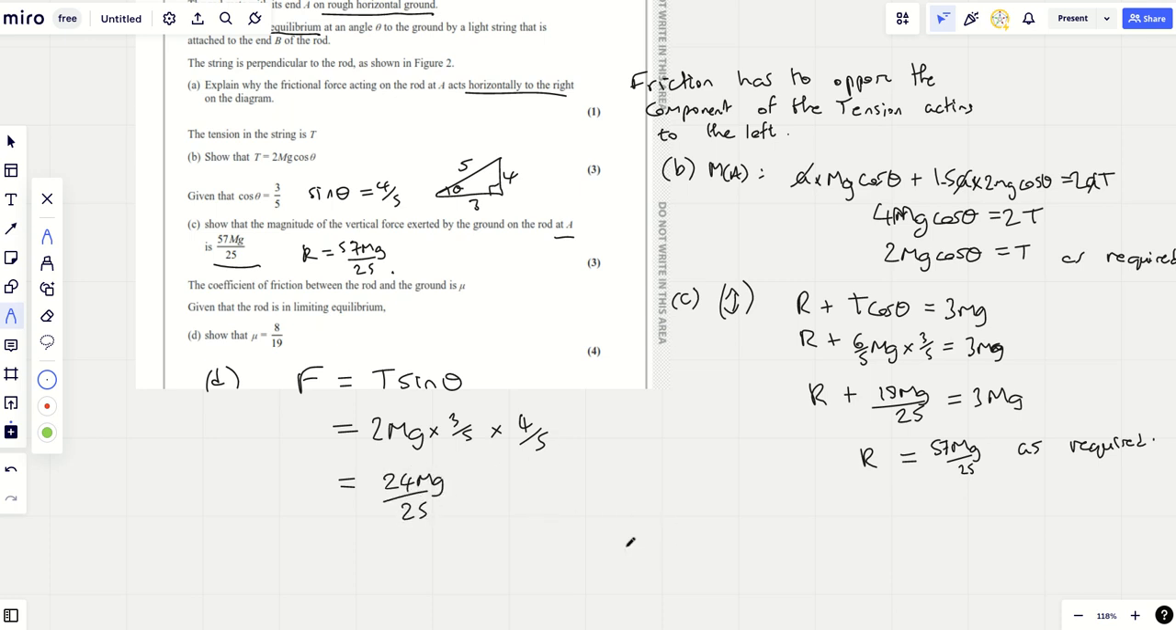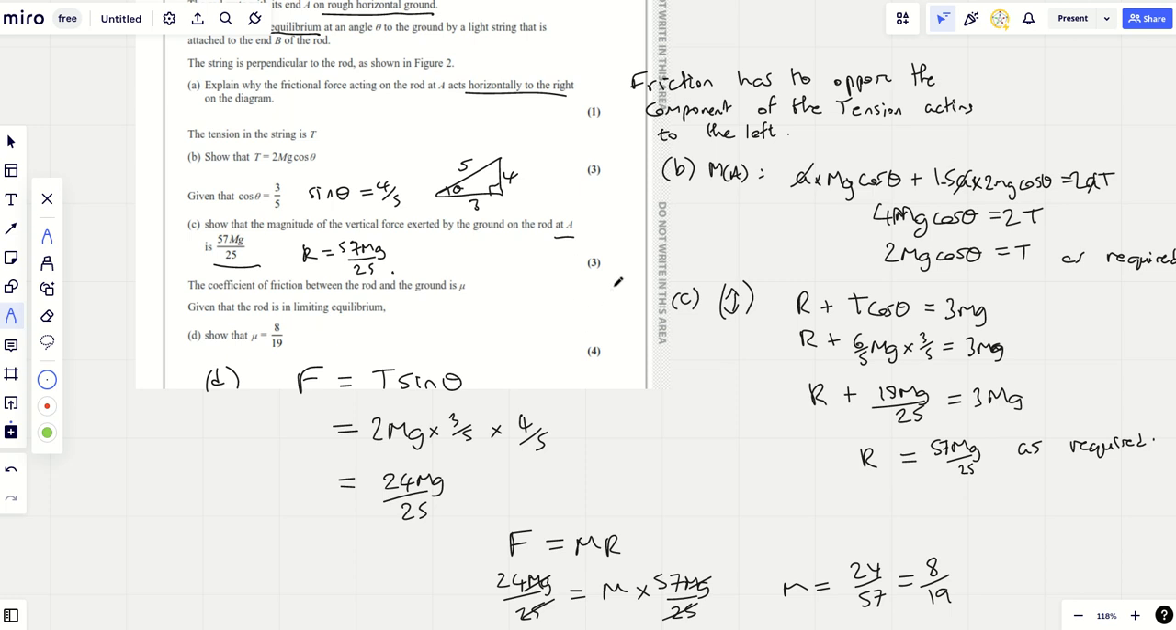And that's F. Well, we know R, we know F, and so we can say F is mu R, because it's in limiting equilibrium, F is at its maximum. So 24mg over 25 equals mu times 57mg over 25. Cross out the 25s, cross out the mg's, and so mu is 24 over 57. Now, if I cancel that and divide it by 3, I get 8. Cancel that and divide it by 3, I get 19ths, as required.